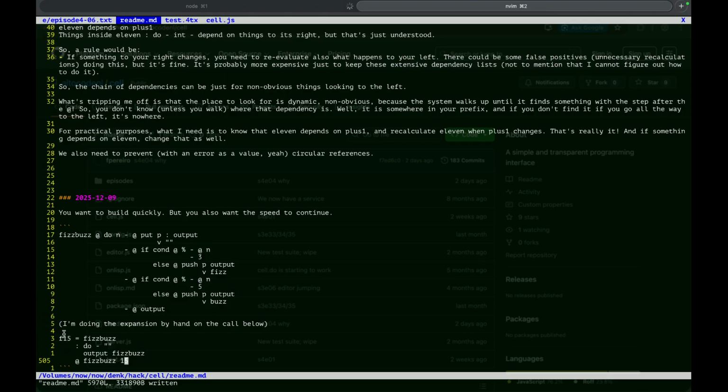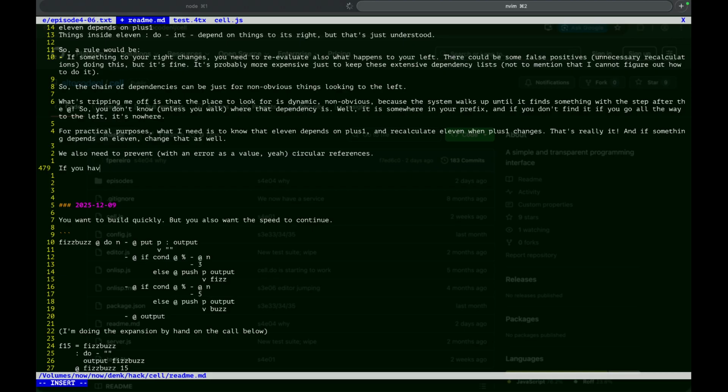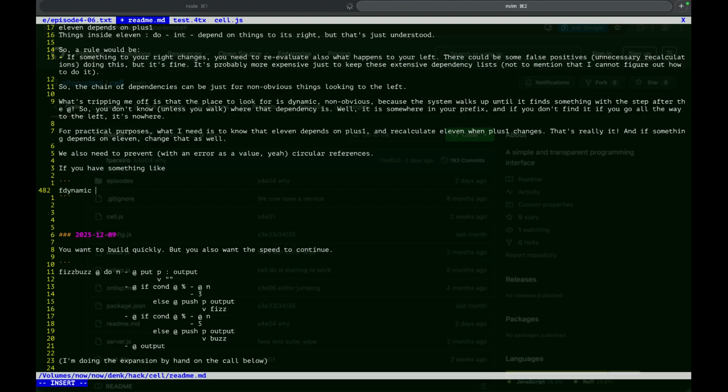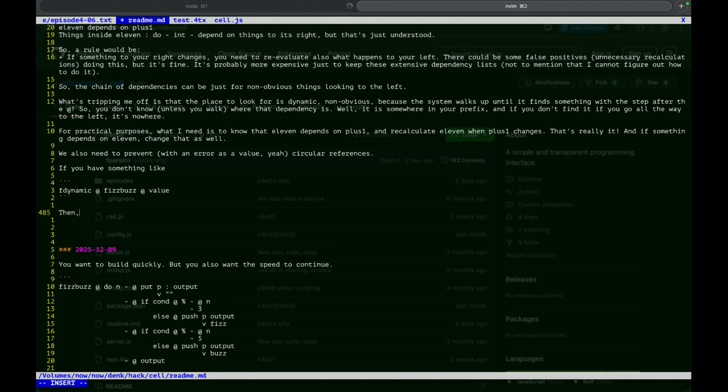So in this case, F15 depends on FizzBuzz really and nothing else. If you have something like F dynamic is FizzBuzz value, then F dynamic depends on both FizzBuzz and value.